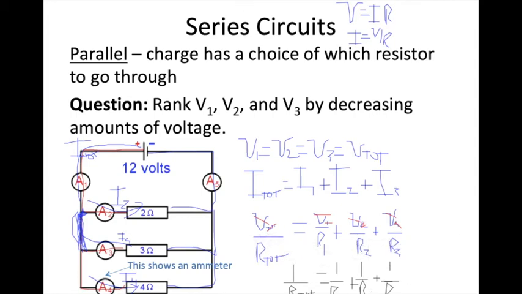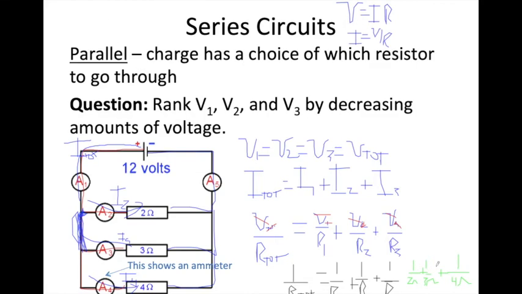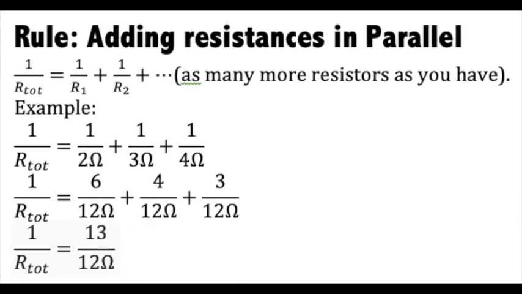So this would be 1 over 2 ohms, 1 over 3 ohms, 1 over 4 ohms. So in the example given here, we've got to find a common denominator. It looks like our common denominator here is going to be 12. So this is 6/12 plus 4/12 plus 3/12. 6 plus 4 is 10, plus 3, you get 13. So this looks like 13/12.